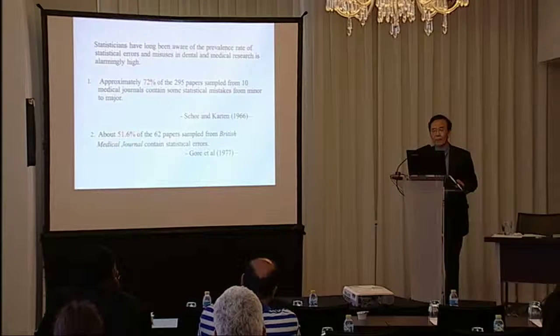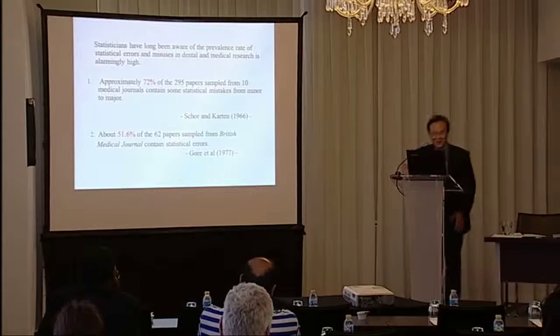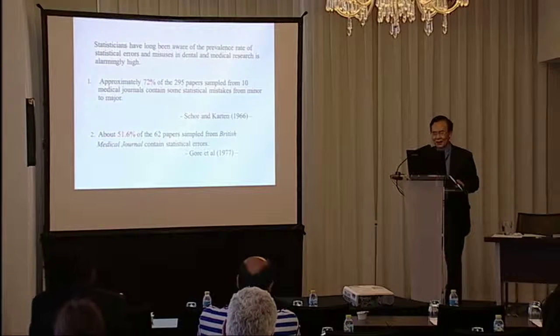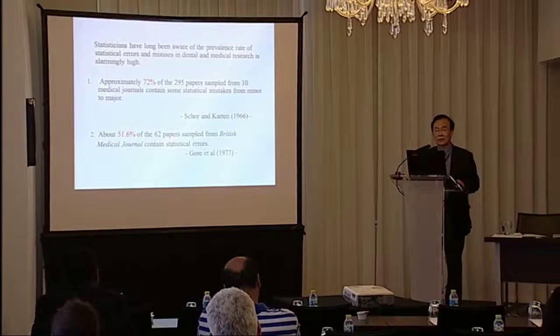Now, I'm sorry, I don't have a laser pointer. The first formal investigation into this was by Shaw and Cotton. In 1966, they sampled 295 papers from 10 medical journals, and they found that 72% of the papers contained statistical mistakes, from minor to major.